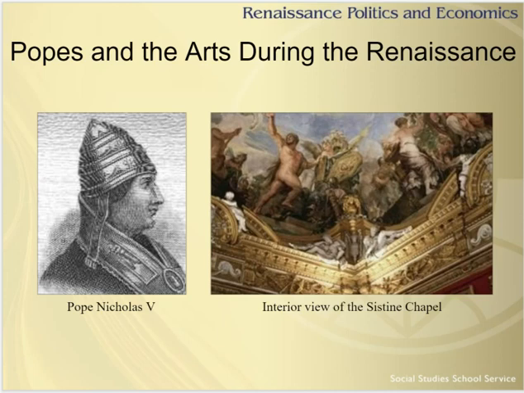Pope Julius II, from 1503 to 1513, had St. Peter's Basilica constructed and was also a patron of the architect Bramante, the painter Raphael, and the great artist and architect Michelangelo, whom he commissioned to paint the ceiling of the Sistine Chapel.